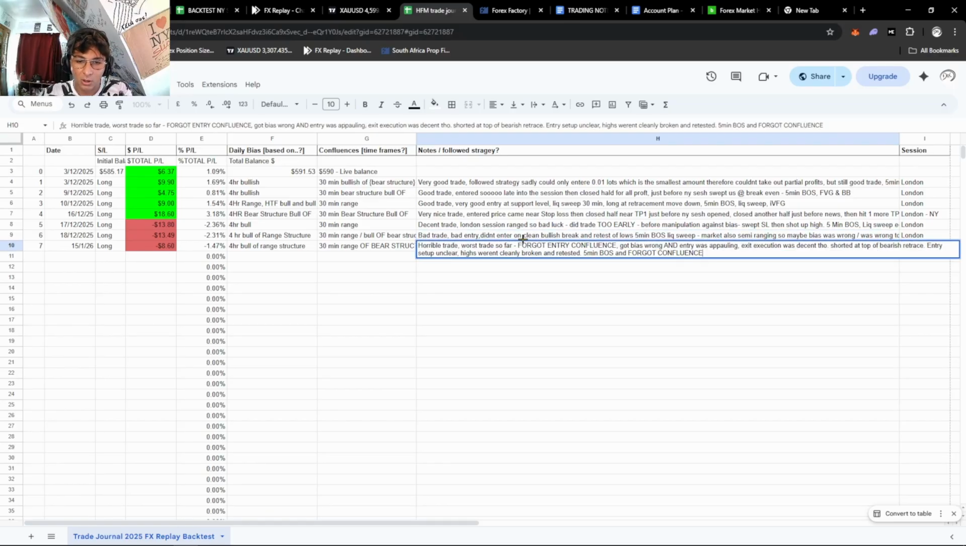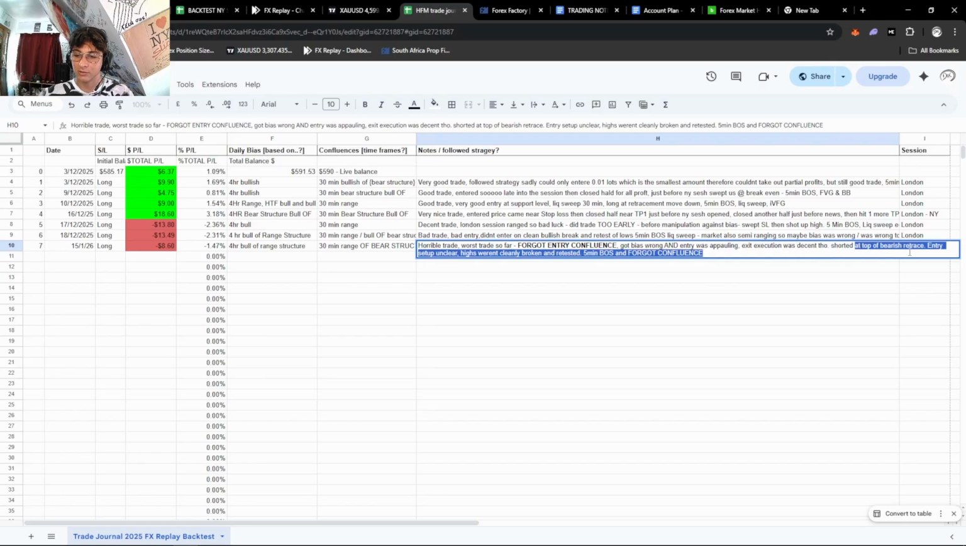Worst trade so far. We forgot our entry confluence. How could we forget that? We've literally been doing this for years. I don't know. I guess I wasn't focused. I forgot entry confluence, which was the main reason. So let's put it in bold. Forgot entry confluence. Got our bias wrong, and the entry was appalling. The exit execution was decent though.